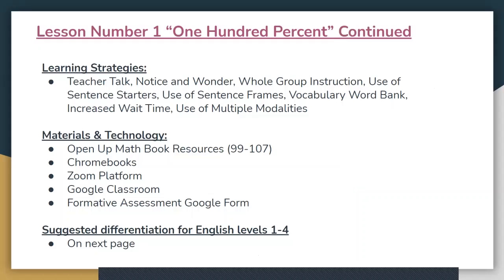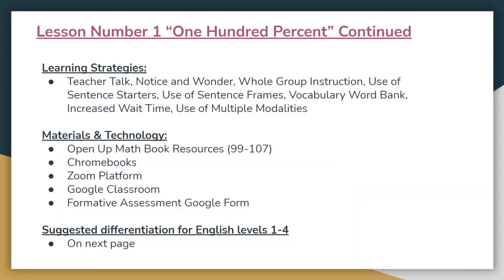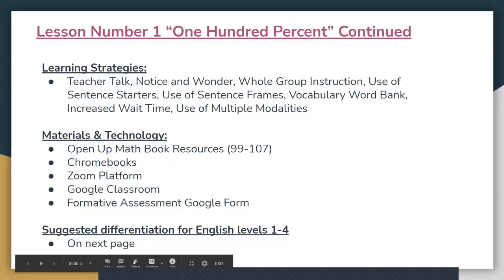The learning strategies used in our lesson 1, titled 100%, were teacher talk, notice and wonder, whole group instruction, use of sentence starters, use of sentence frames, vocabulary word bank, increased wait time, and use of multiple modalities.